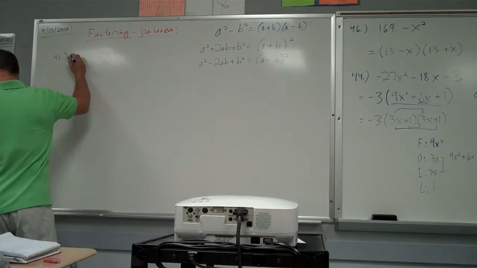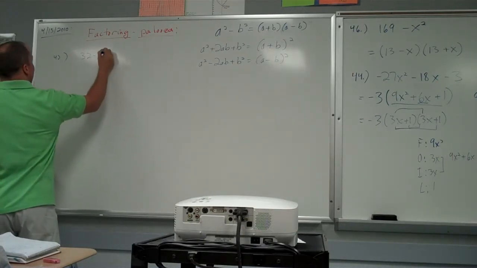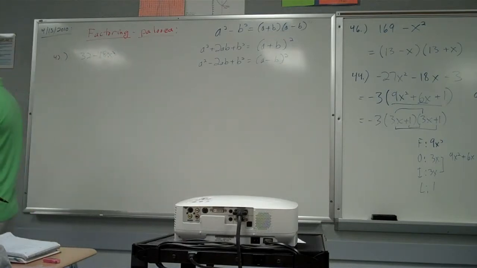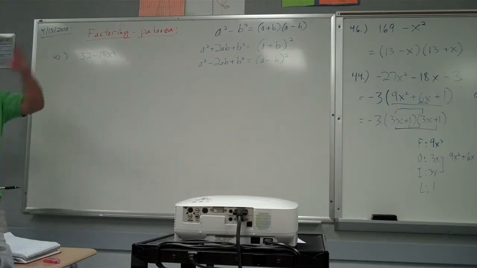Okay, 42. 32 minus 18x squared. Does this fit one of those patterns? Not yet, it doesn't actually. Is there a greatest common factor I can pull out of both of these? Two.